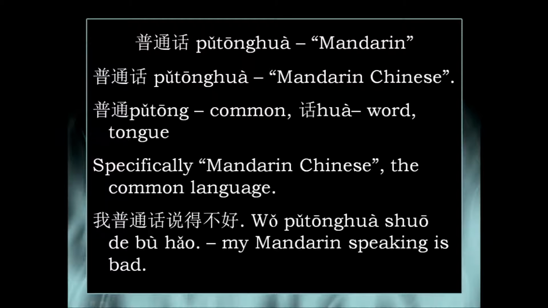So out of all the words that we've learned, 中文, 汉语, 国语, 普通话 is the one word that is most specifically, most obviously, most clearly referring to Mandarin Chinese. So 普通 means common, and 话 means word or tongue. So together, the common tongue of China, 普通话, is Mandarin Chinese. Here's an example. 我普通话说得不好. My Mandarin speaking is bad.